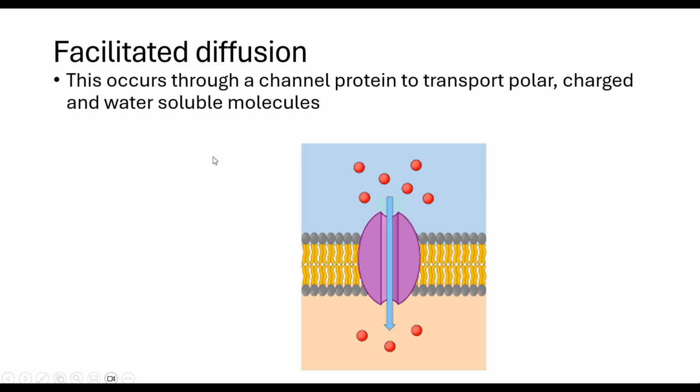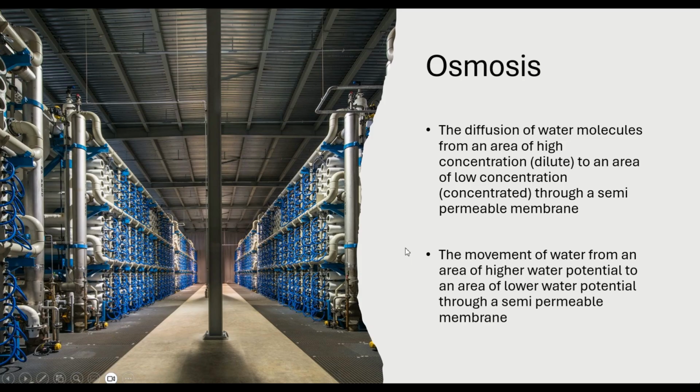Facilitated diffusion. This occurs when channel proteins transport polar, charged and water-soluble molecules. As you see, the molecules come through there, through the channel protein. They dissolve in the water in that tube, and that moves them to the other side.